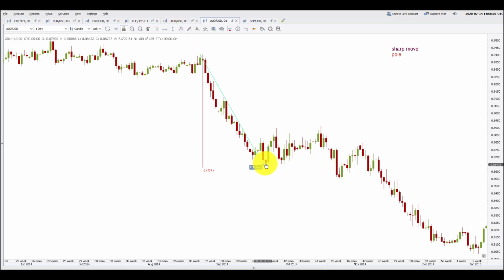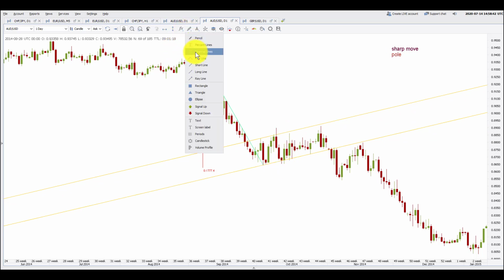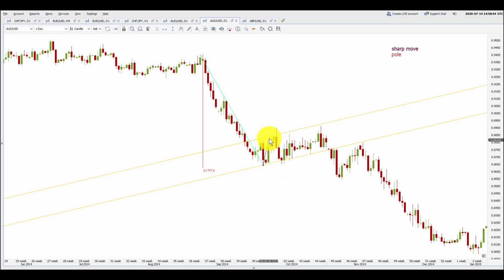Now this area of consolidation is called the flag. Yes, this is the area where the price consolidates within a channel which is in counter trend. See, the trend is down but the channel is trending upwards. This is called a flag.